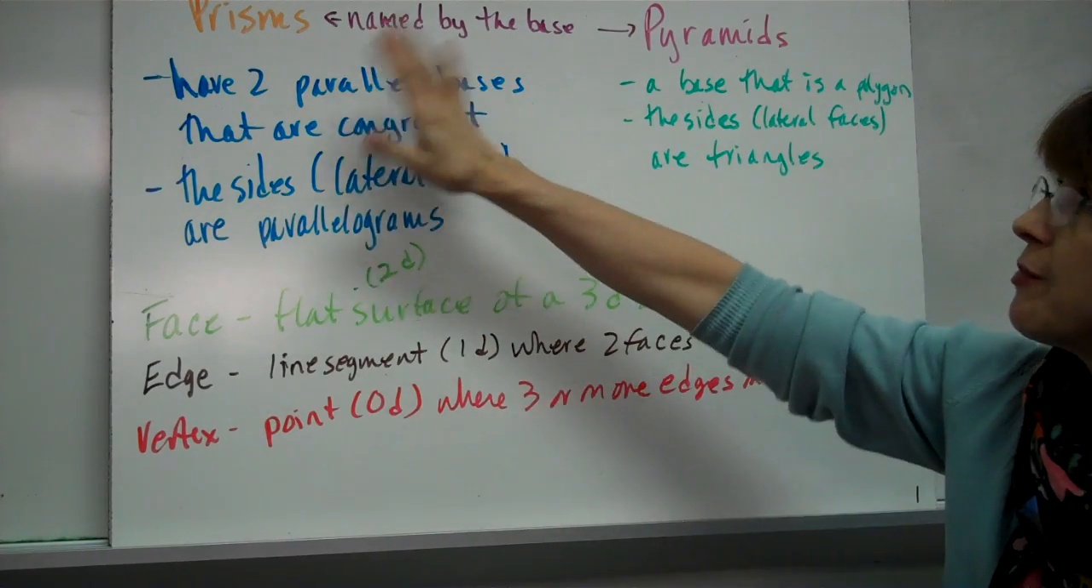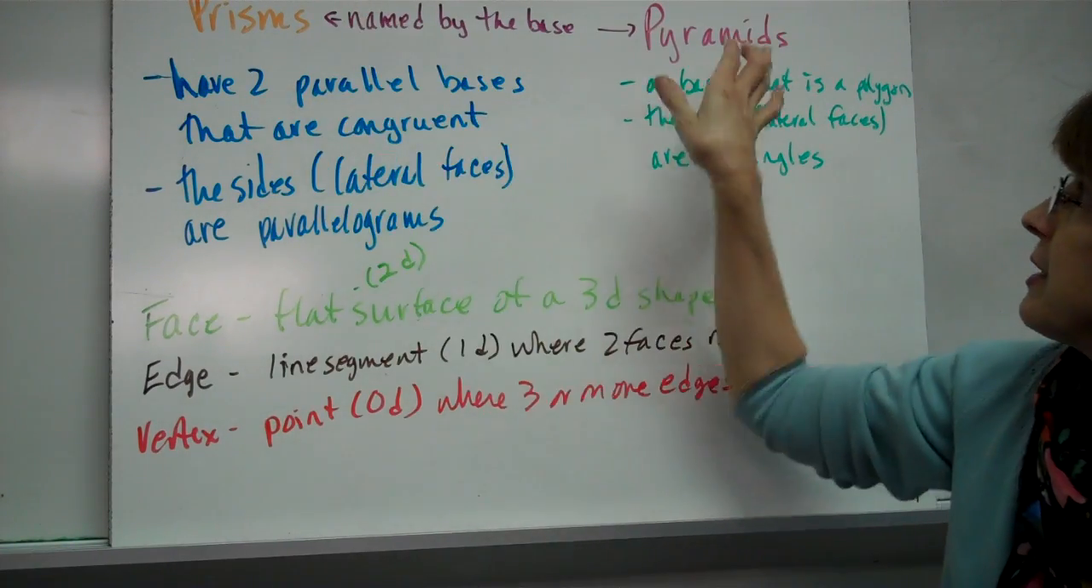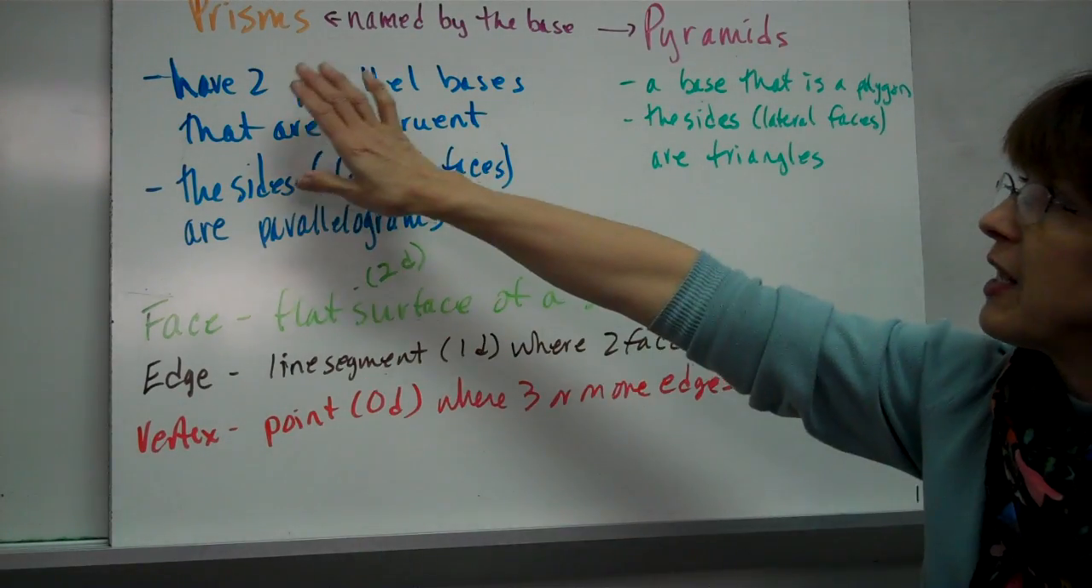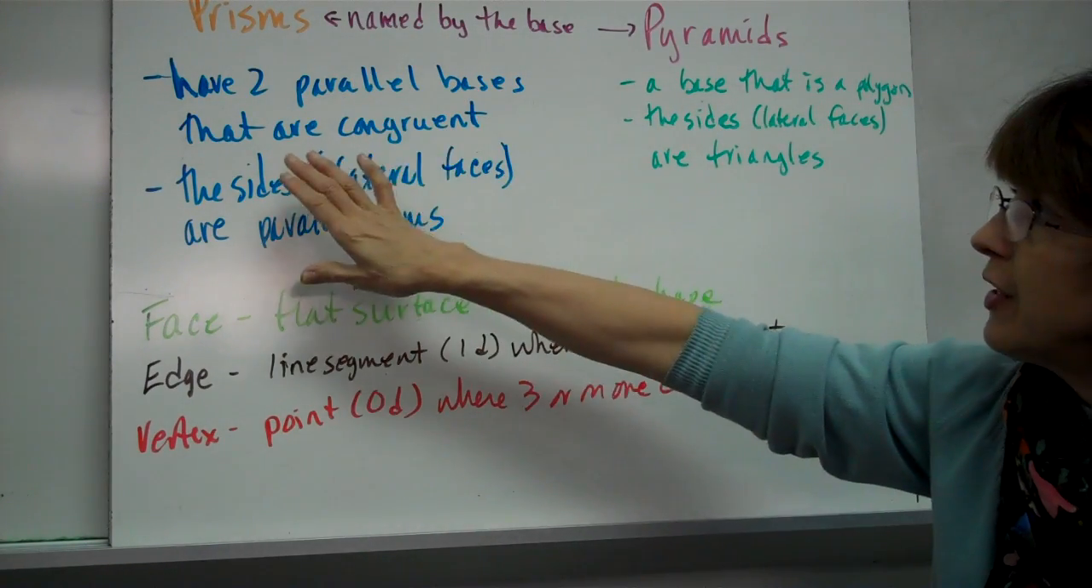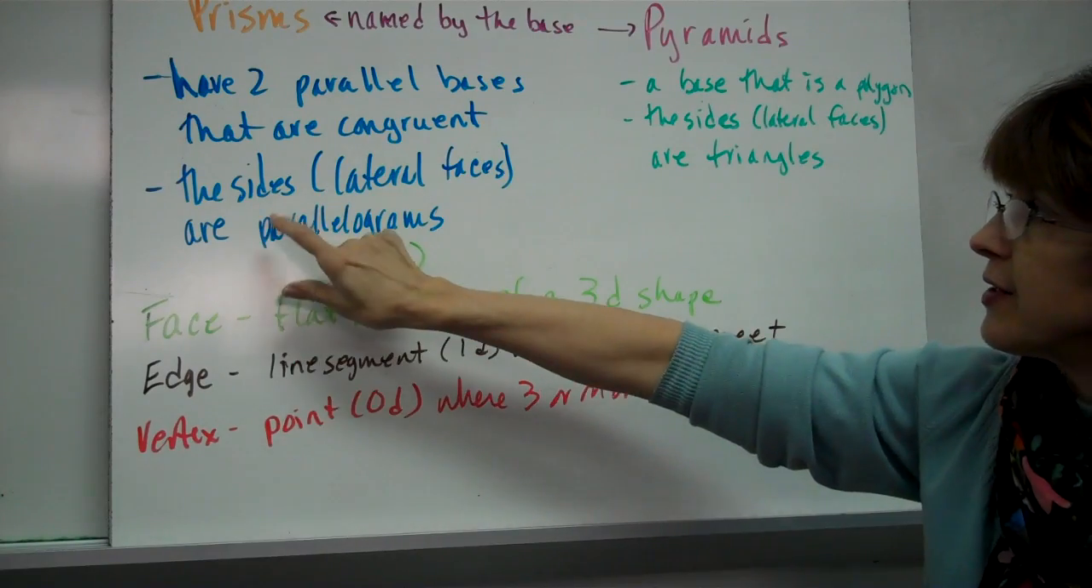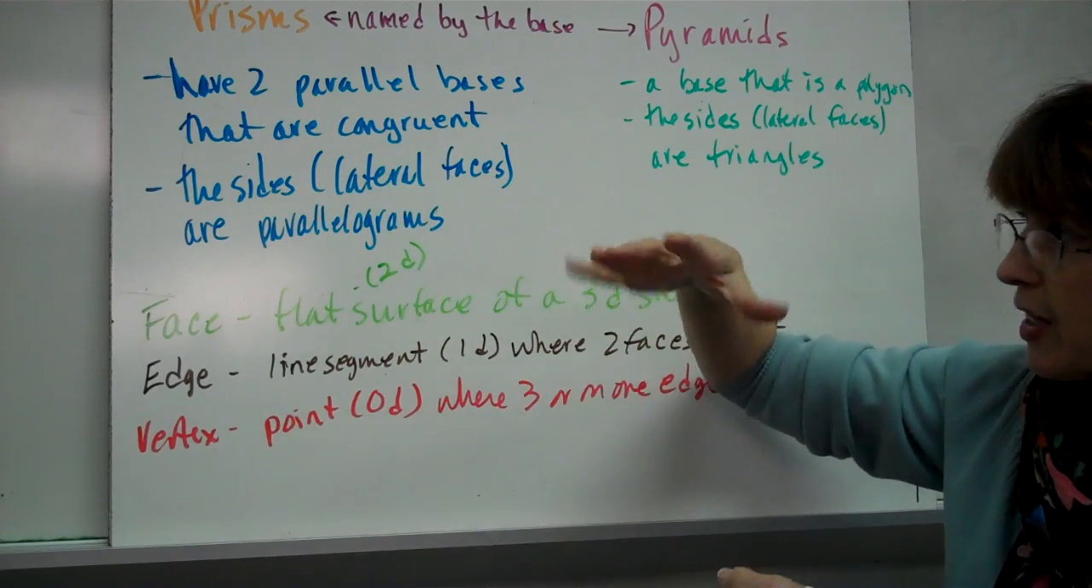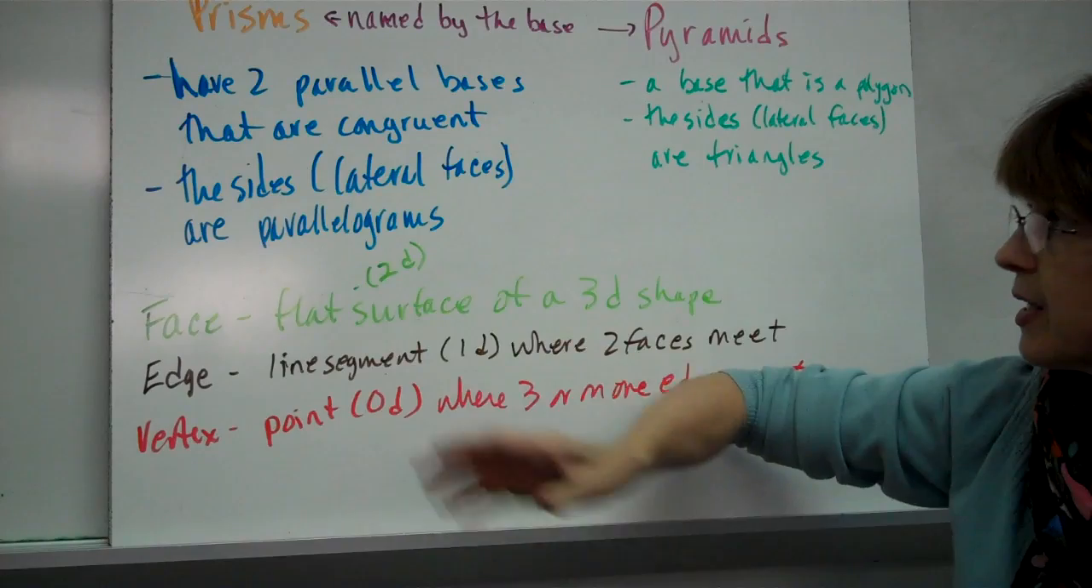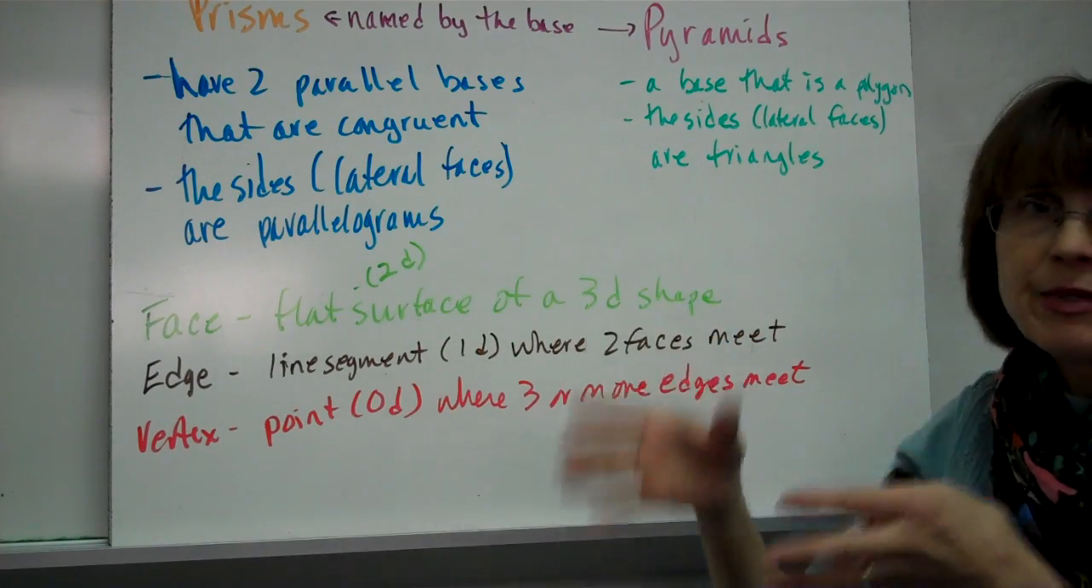Okay, prisms are basically two types of 3D shapes, prisms and pyramids. Prisms have to have two parallel bases that are congruent, okay? The sides of the shape are all parallelograms, and they're called lateral faces. Lateral just means the side.